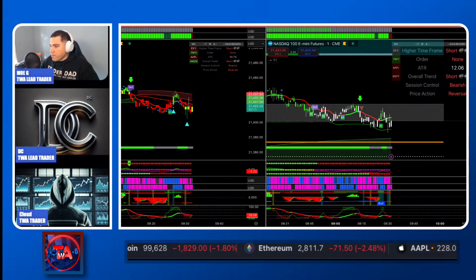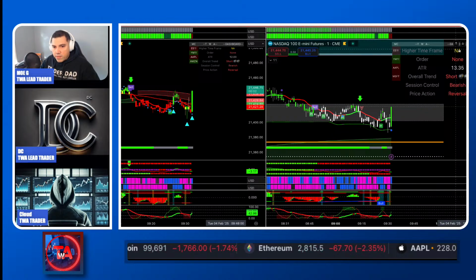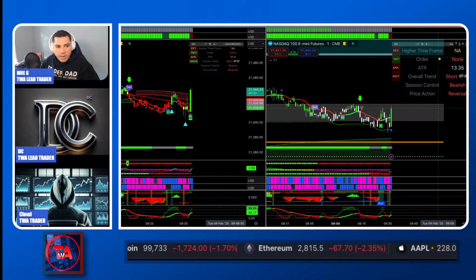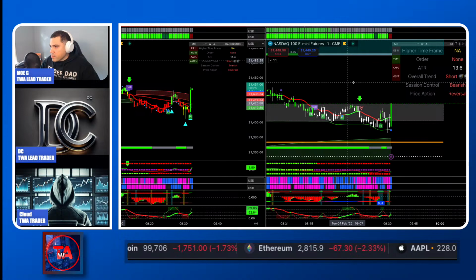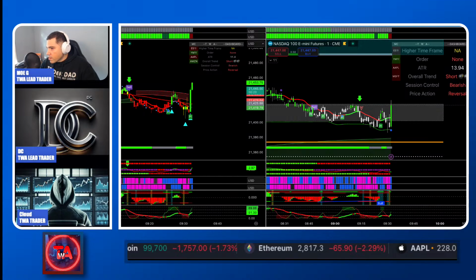But if you do see ranging, you always have to trade what's on your chart. So if you see here, it just flipped again from short to NA to ranging. I'm long. Just keep that in mind. I'm long right now. I actually like the longs better.